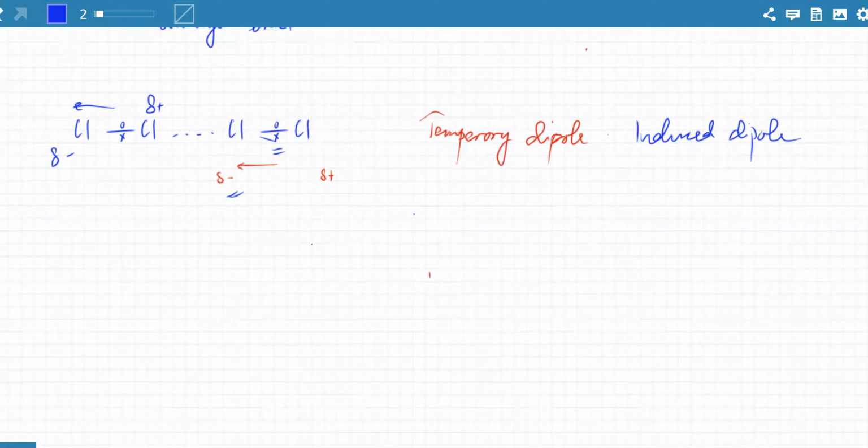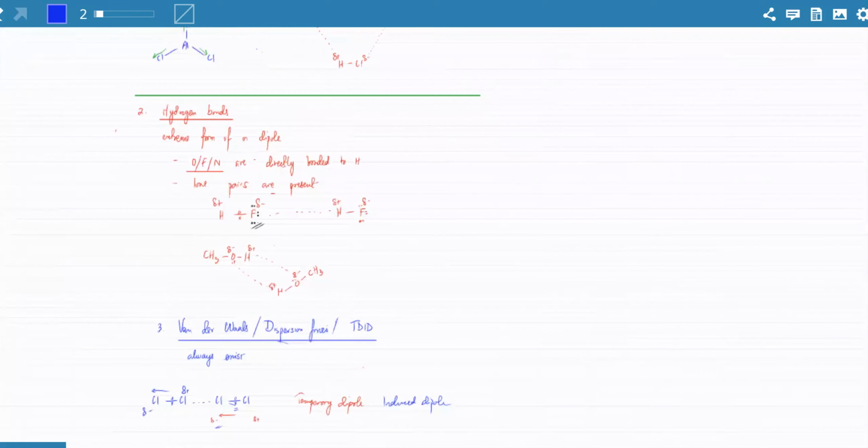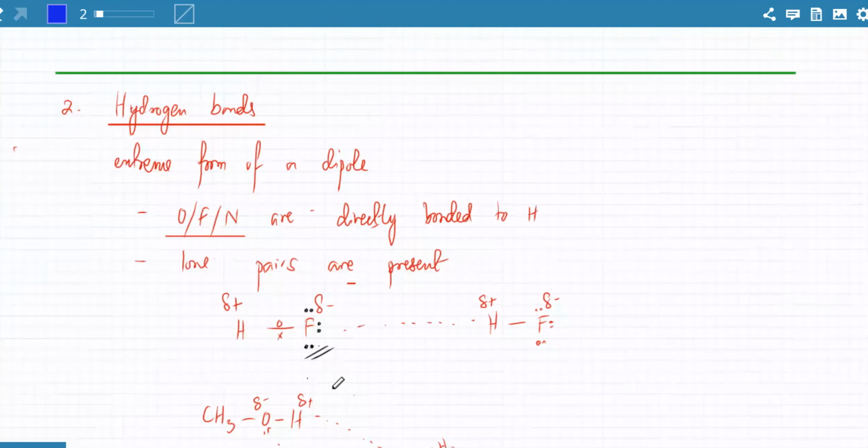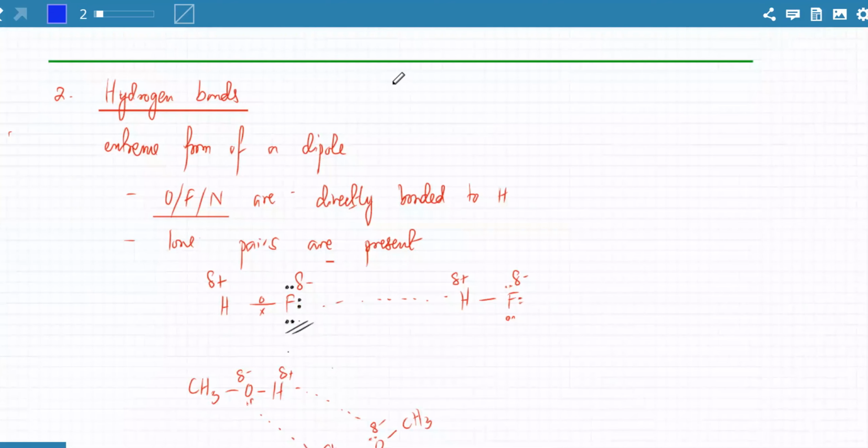Yes, sir. So you got three forces, right? One is a permanent dipole. That's when you have a difference in electronegativity, as long as the dipoles don't cancel each other out, depending on the shape of the molecule. Then you have hydrogen bonds, which are an extreme form of a dipole. And the third one is van der Waals forces. So we're just going to go through some of the questions.